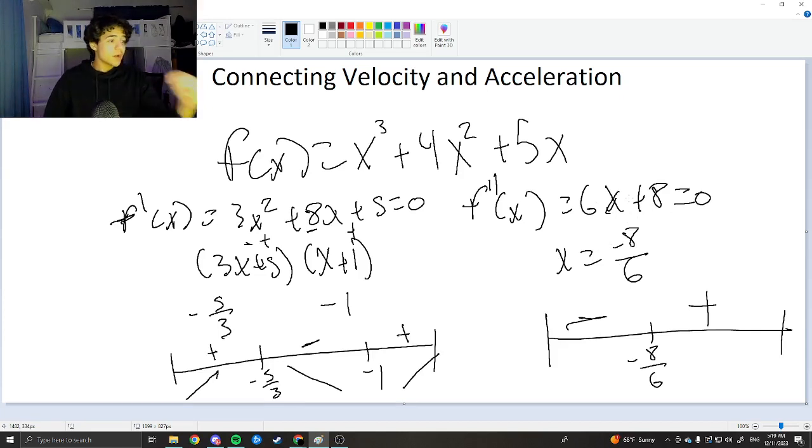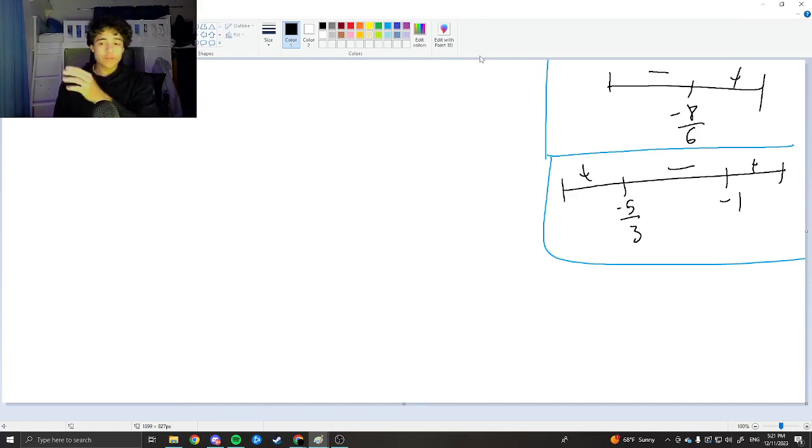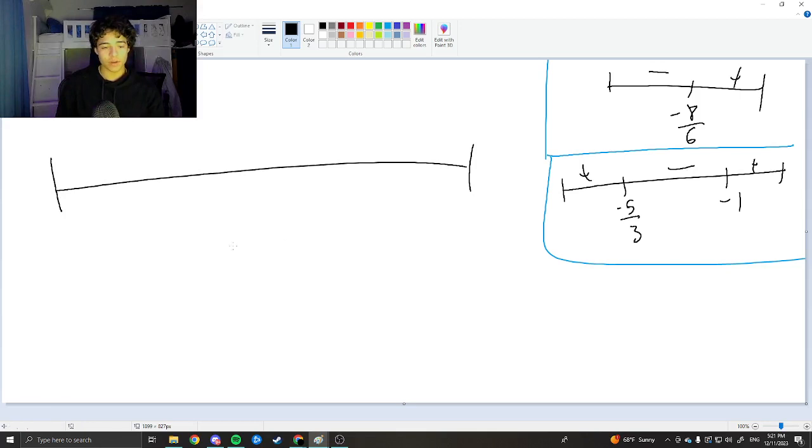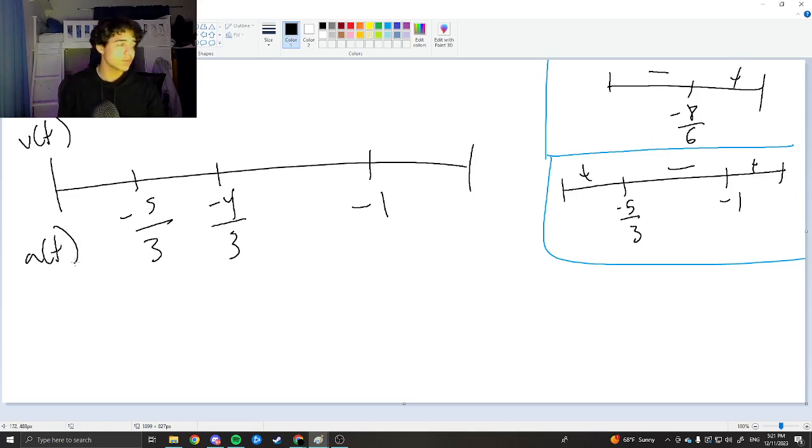So now, to see if it's speeding up or slowing down, we have to see when the acceleration and velocity have the same sign. If you can, just look at these number lines and see where they overlap, that's cool. But you could write it out all on one big number line to make it clearer and easier to see. So if we have our two different number lines over here on the right side, we can combine them into one big number line and just put all of the points in there, right? So our lowest value is negative 5 over 3, and then negative 8 over 6 is the same as negative 4 over 3. And then we have our point negative 1 right here, right? We'll put our velocity function up top and our acceleration function down at the bottom to see when they agree with each other.